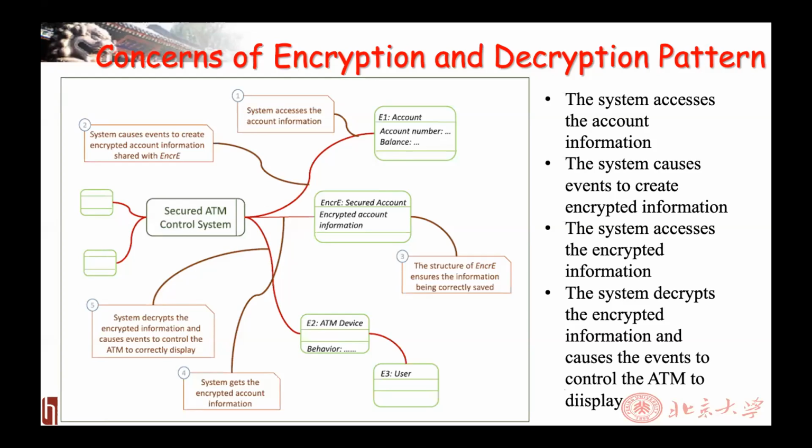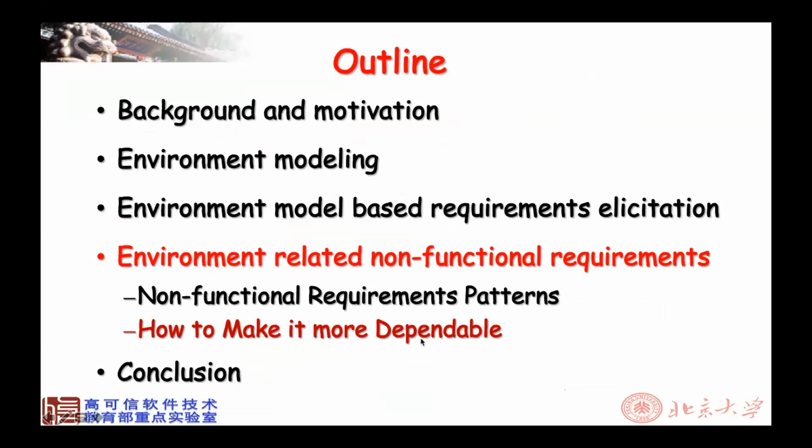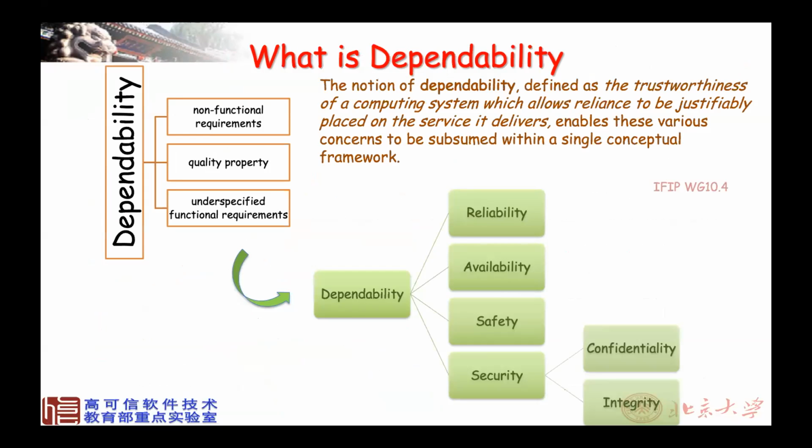analyze the non-functional requirements. So this is the first part of the second session. Let's move to the second part. In the second part, I just want to choose one of a set of important non-functional requirements and show how to do it with environment-centric requirements engineering, how to make the system more dependable. And first, I would like to tell a little bit about what dependability is.